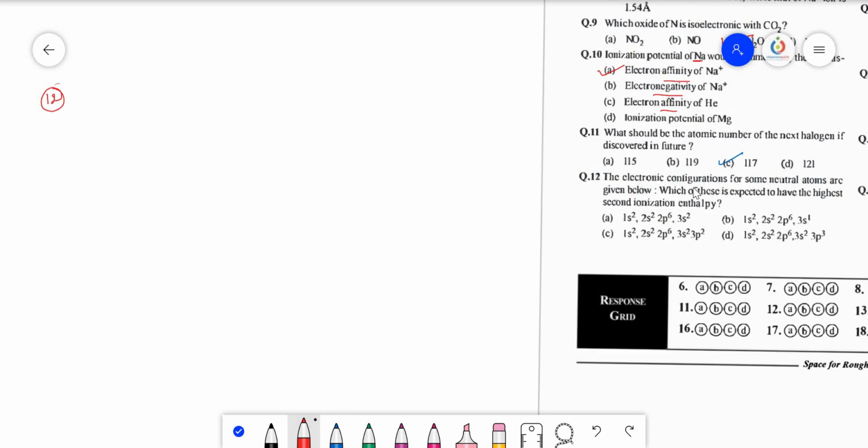Question number 12. The electronic configurations for some neutral atoms are given below. Which of these is expected to have the highest second ionization enthalpy? In this sense, the particular atom must have only one electron in its last orbit. Then only the highest second ionization potential is possible, because a sudden jump is possible. Here 2 electrons are there, not possible. Here 2 plus 2, 4 electrons, not possible. Here 3 plus 2, 5 electrons, not possible. Here only 1 electron is there, next orbital change. Hence option B is correct.